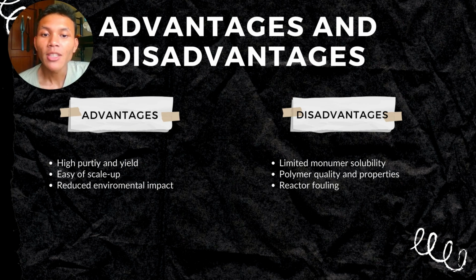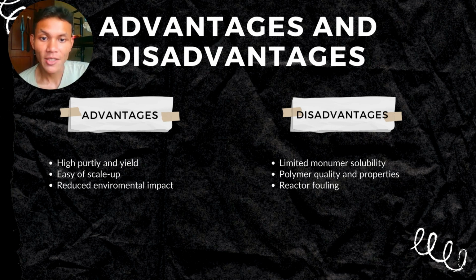We have the limited monomer solubility. The solubility of monomers in a gas phase can limit the reaction rate and overall polymerization efficiency. This is particularly relevant to monomers with low gas phase solubility. And then we have the polymer quality and properties. Achieving specific polymer properties such as molecular weight distribution and branching can be more challenging in gas phase processes compared to solution or slurry processes.